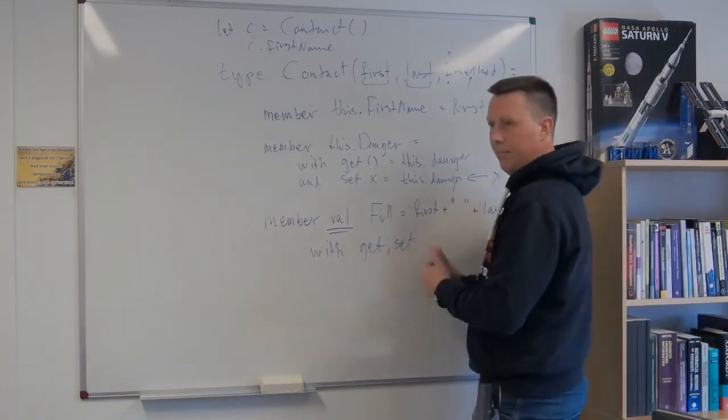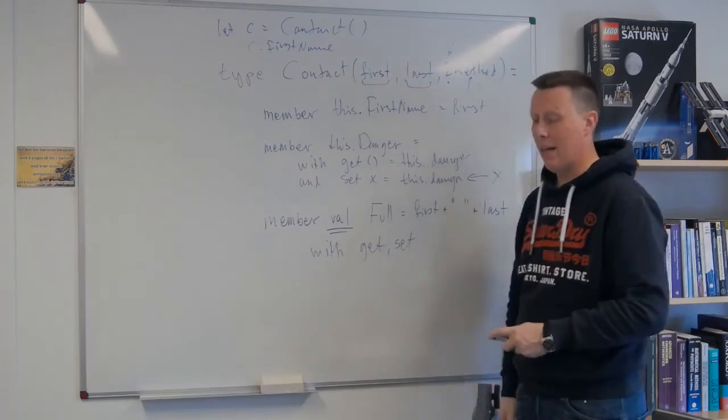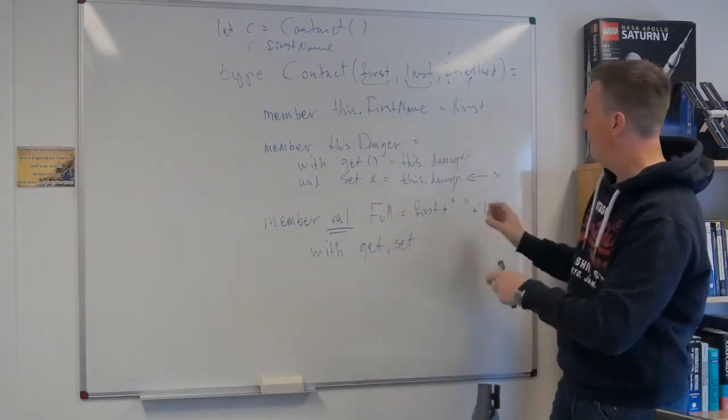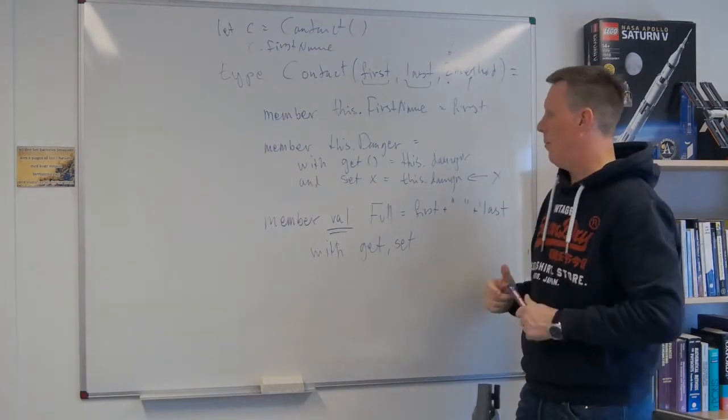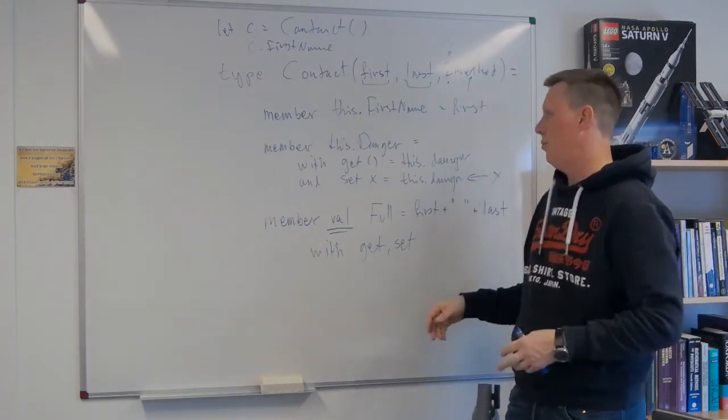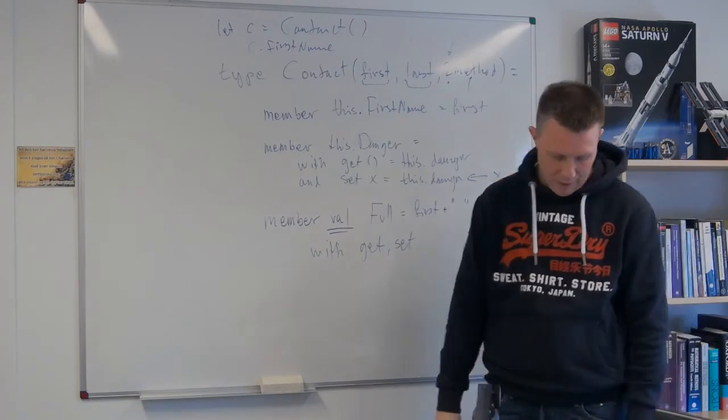So, yes, these are member values. This is the preferred way of doing mutable properties. Or you can also easily do immutable properties this way.